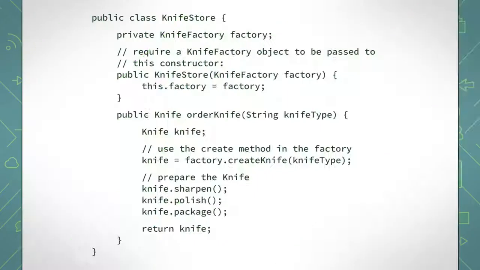Now, this knife factory can be used by the knife store class. In other words, the knife store is now a client of the knife factory. Look at this example. In this example, the knife factory object to use is passed into the constructor for the knife store class. The order knife method is very similar to before. However, instead of performing concrete instantiation itself, it delegates this task to the factory object.